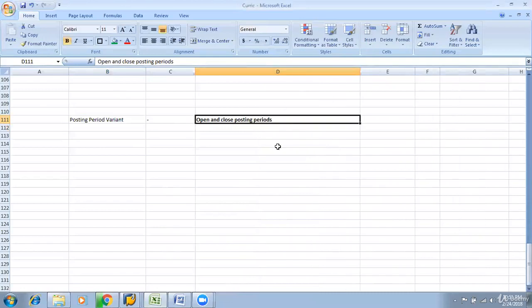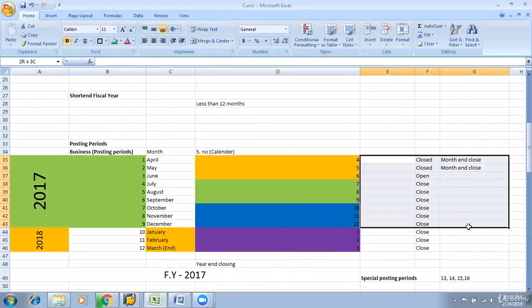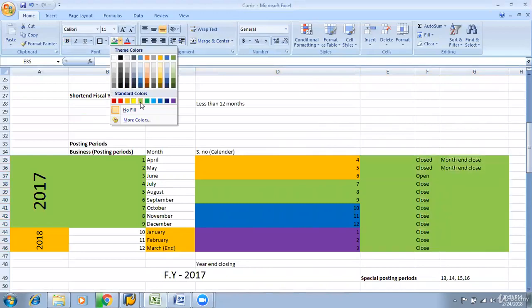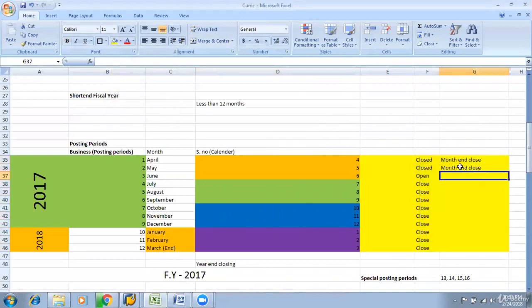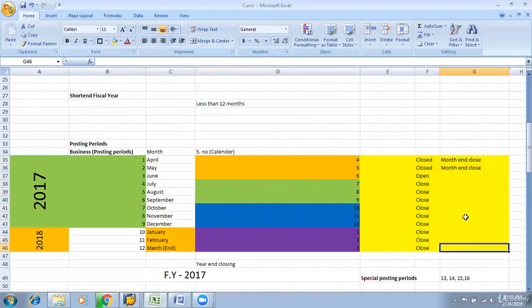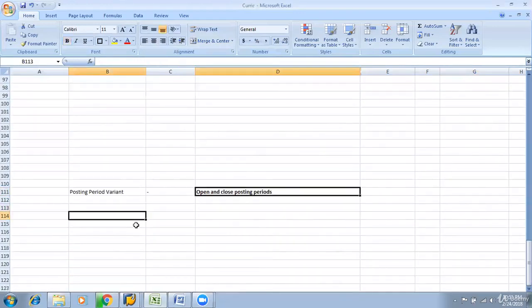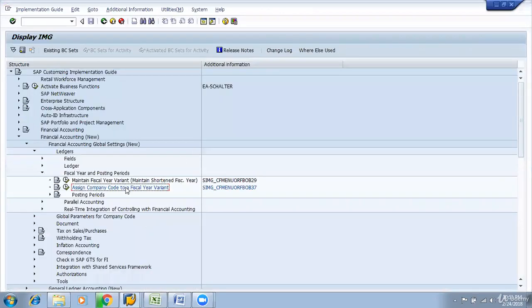This term, open and close posting periods, does it ring any bells to you? Few minutes ago, I spoke about this here, if you remember, that a month is closed, opened, then the next month is open, the previous month is closed. Who does that? The business does. That's the open and close posting periods. As I told you, we will be discussing this. I am now discussing it. Open and close posting periods. So let's head on to the SAP screen.